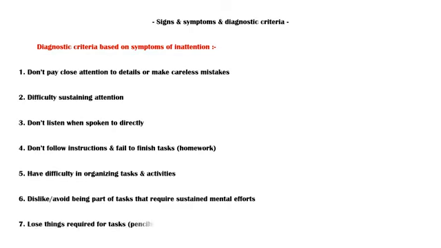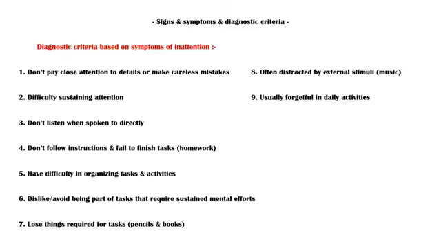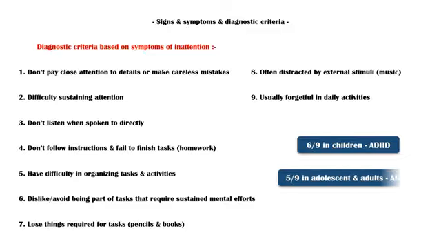They lose things that are required for tasks, such as pencils and books. They are often easily distracted by external stimuli like music. And finally, they are usually forgetful in daily activities. Children who have at least 6 out of the above 9 features are considered to have ADHD. In adolescents and adults, the presence of 5 features is enough to make a diagnosis.